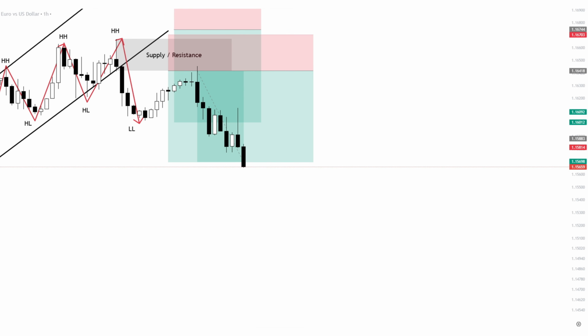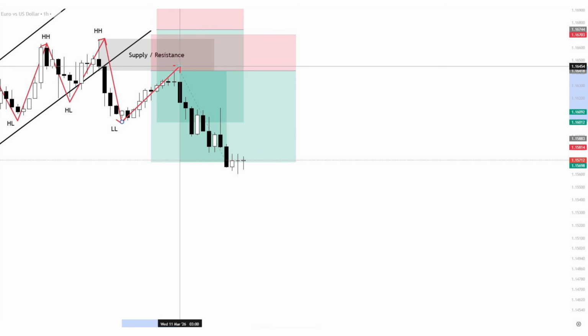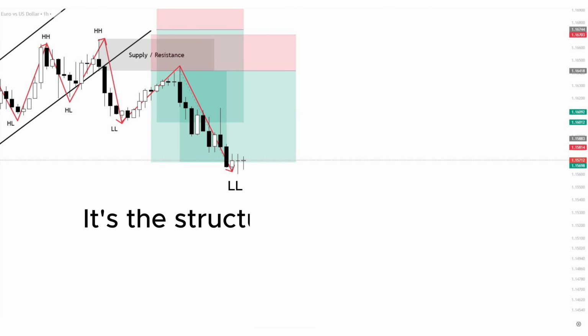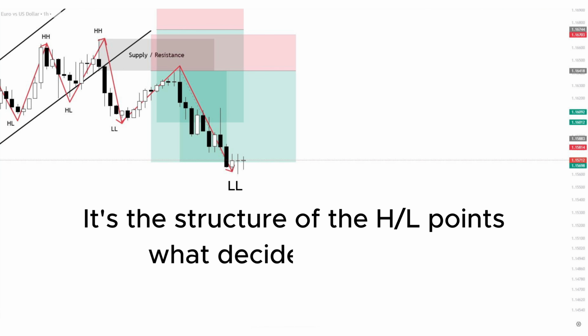But what's important is that after hitting the supply and opening the setup, we see how it quickly rejects down from the supply and keeps holding this bearish pressure, causing a break of the last low, creating a lower low, which closes the setup on the take profit target. So keep in mind, it's the structure of the high and low points that decides a trend. This is a more complex video, so you might need to watch it multiple times. Take your time with patience.